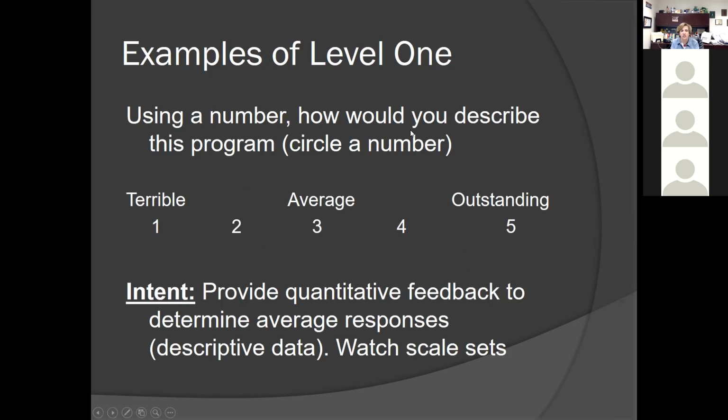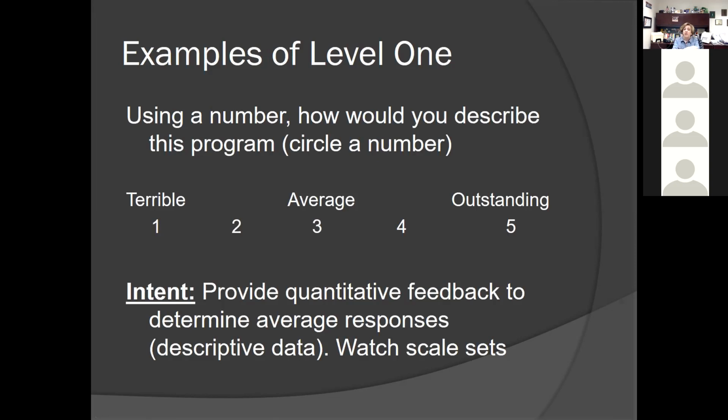And then again, using a number, how would you describe this program? So it gives you that quantitative feedback, a number, and then you can look at the comments.